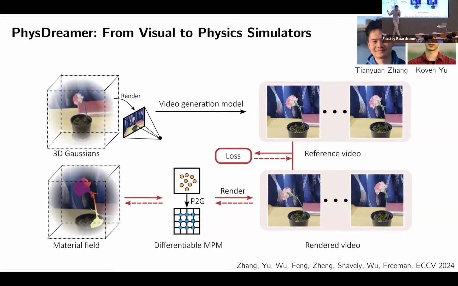And even if you just do that, very simple, very intuitive, the system is able to learn and revise your estimation of the physical property field by making the rendered output approximate the output generated by the image-to-video diffusion model, and eventually give you a pretty good estimation of physical properties. So here are some more results.